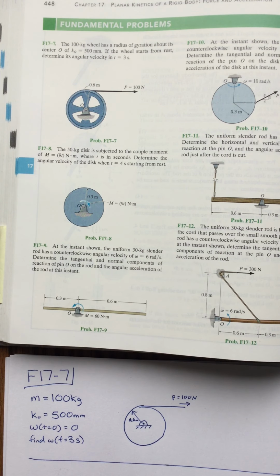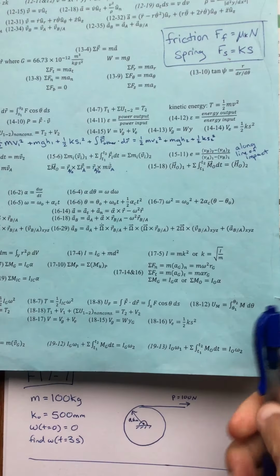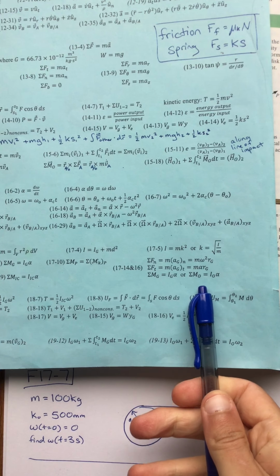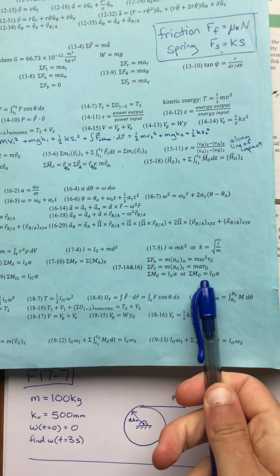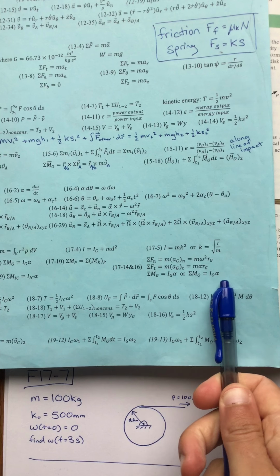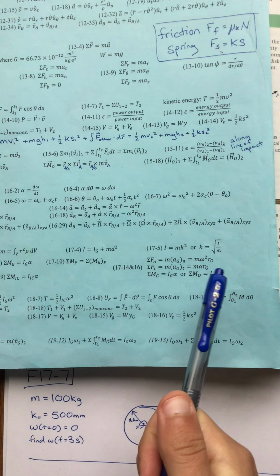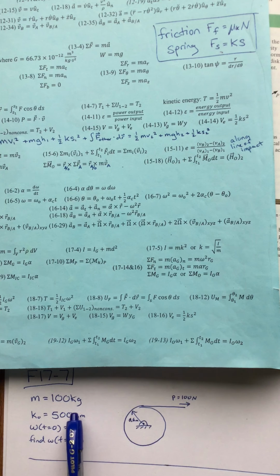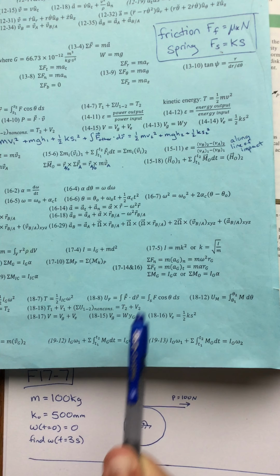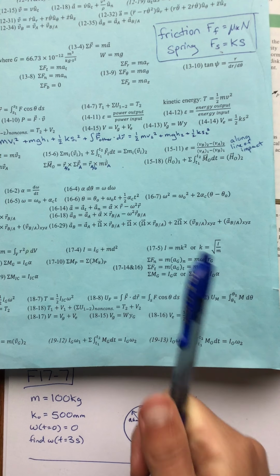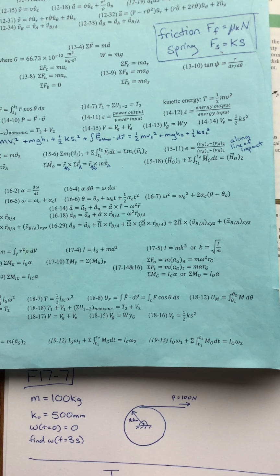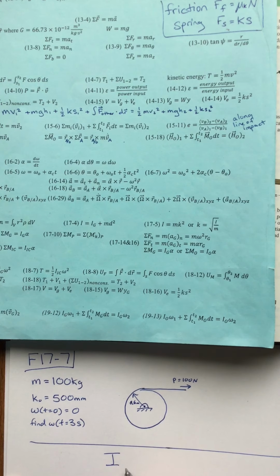newtons. And for this, we are going to use this equation where we have the sum of the moments about point O is equal to the moment of inertia about point O times the angular acceleration. So in order to use that, we have to find the angular acceleration. We were given the radius of gyration, so we're going to use equation 17-5 to find the moment of inertia about point O, which is equal to the mass times the radius of gyration about point O squared.